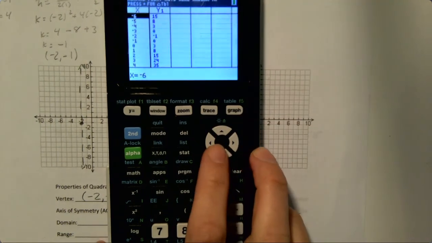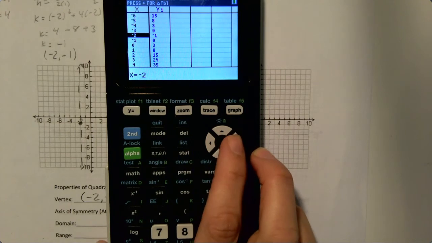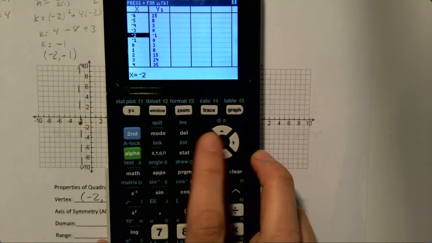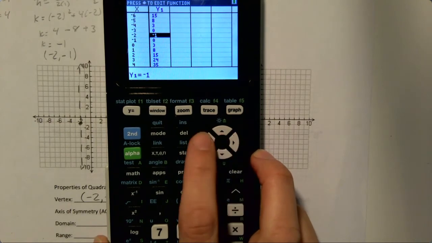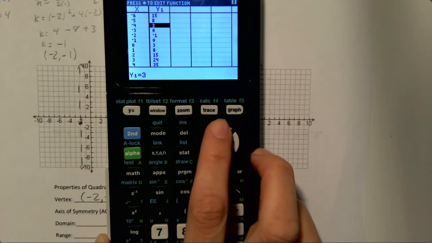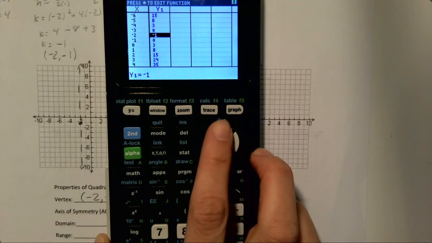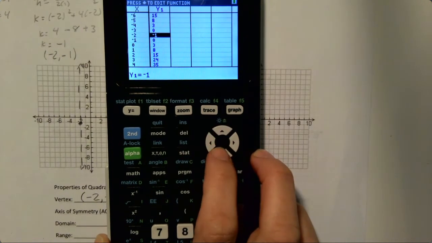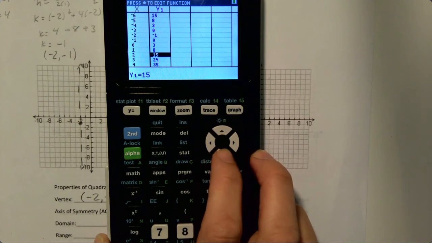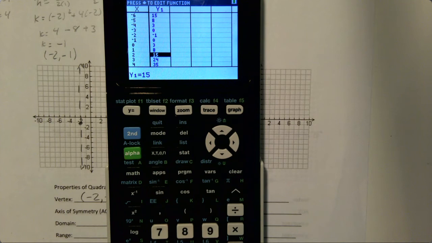And if you notice right here, -2, -1, there's my vertex. If you look at the y values, see how they go 0, 3, 8, 15? Then right below the vertex you have 0, 3, 8, 15. They repeat, and that's because it's symmetric. That vertex is your turning point.